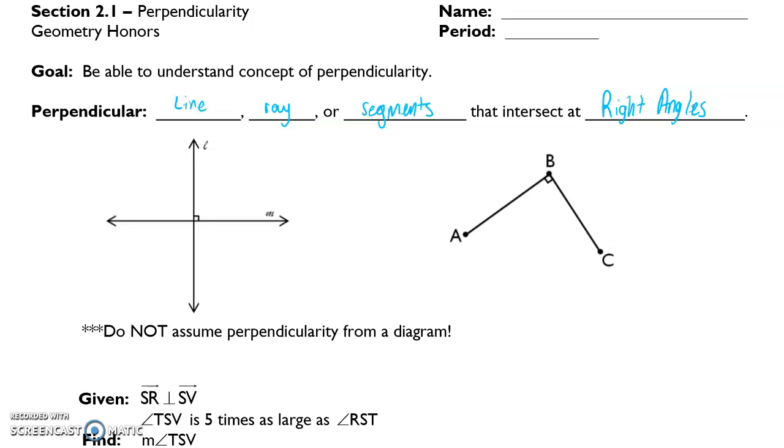This is a definition, so it is reversible. We can state that perpendicular, that's the sign for perpendicular, if and only if, so we can use this arrow, perpendicular implies right angles is true. That's what this definition states, but because it's a definition, it's reversible. Right angles also imply perpendicular.